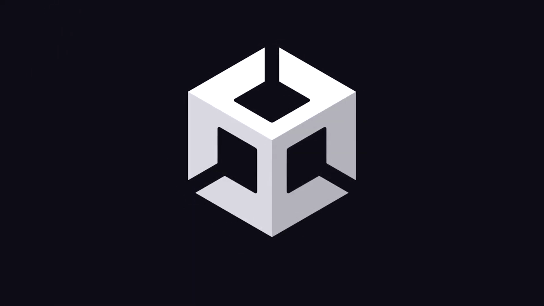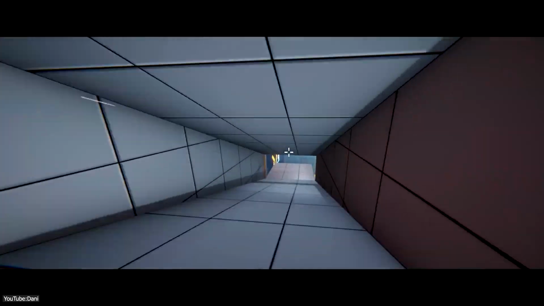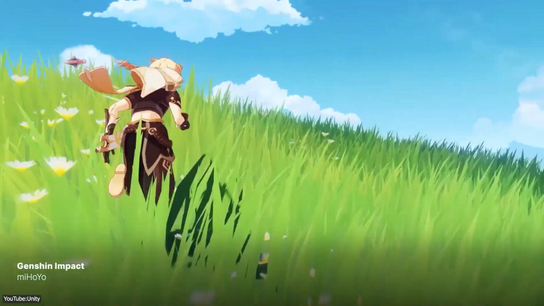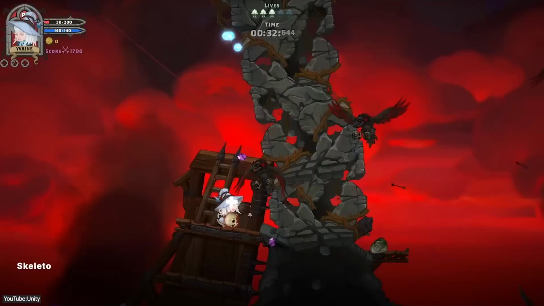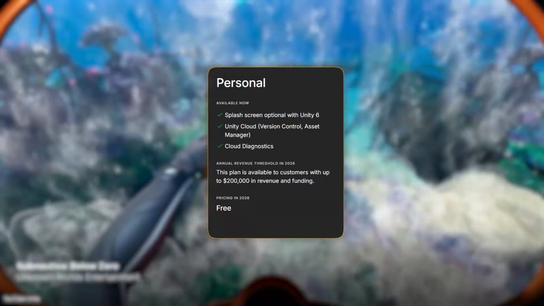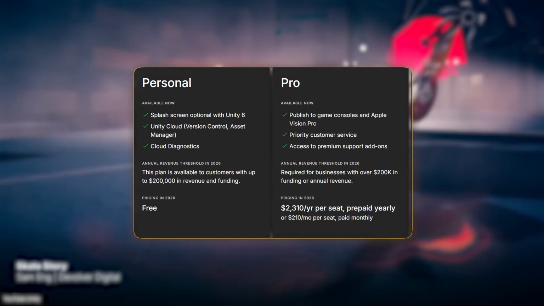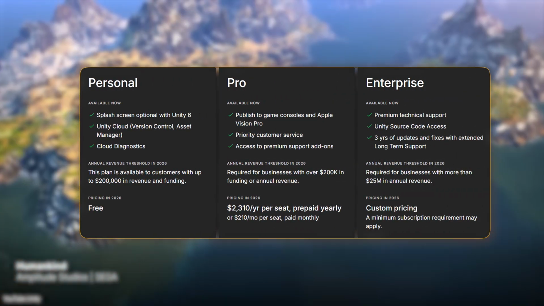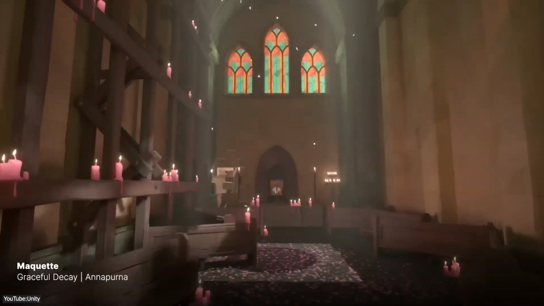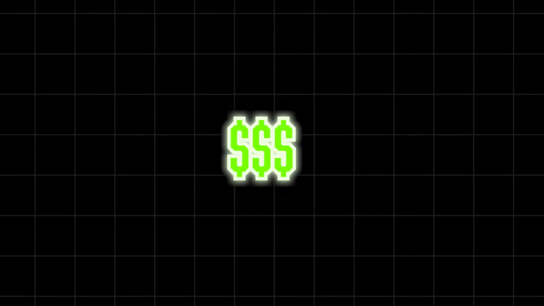As you know, Unity is a versatile and widely used game engine, popular among both indie developers and large studios for creating 2D, 3D, AR, and VR games. Unity offers a personal free tier for smaller projects and a paid tier like Unity Pro and Unity Enterprise for more established developers. But in a surprising announcement, Unity announced that they are increasing prices. So why this change, and how bad is it?